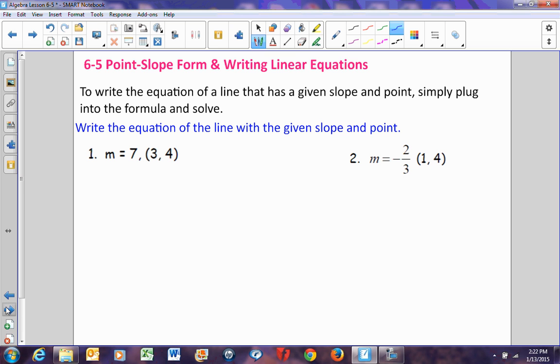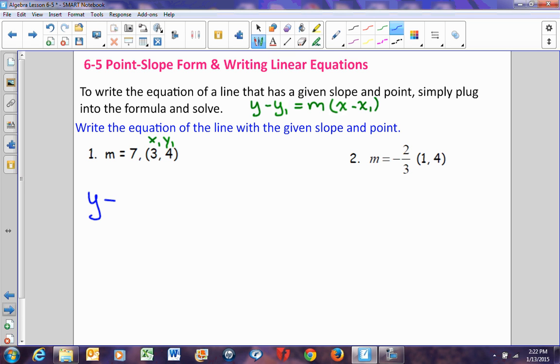So we're going to write the equation of a line with a given point and slope. So I have a slope of 7 and a point that's 3, 4. I'm going to write my equation. If you remember, the equation is written as y minus y1 equals m times x minus x1. So this point, this is x1 and this is y1 because x always comes before y when given a coordinate point. Stay in alphabetical order and you won't have a problem with that. So I'm just going to plug in what I know.